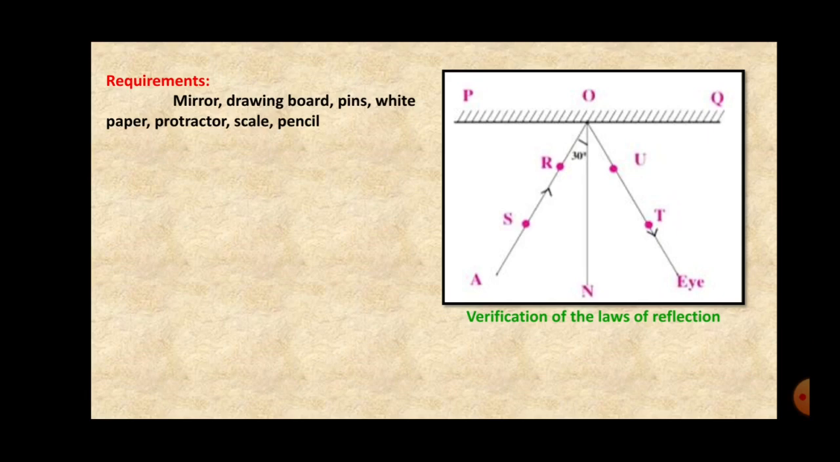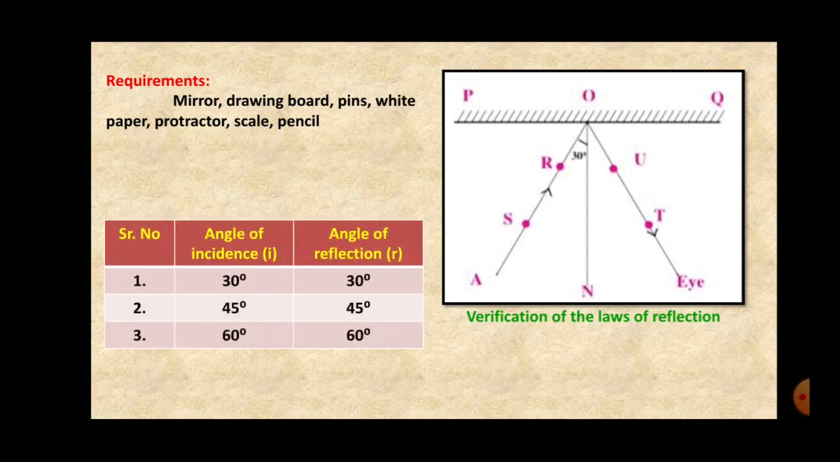And what we had taken for this experiment, the requirements were mirror, drawing board, pens, white paper, protractor, scale and the pencil, right? Now you can perform 2 more experiments like this. Instead of SR, you take another incident ray at an angle of 45, and then you can verify that the angle of reflection will also be 45 degrees.